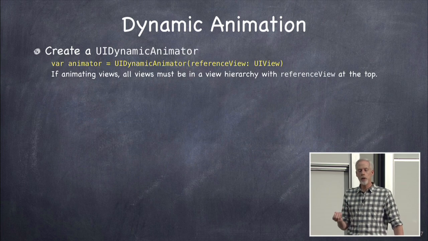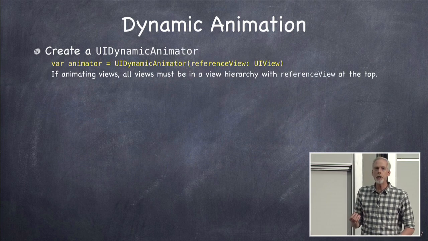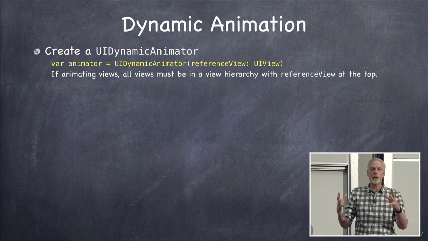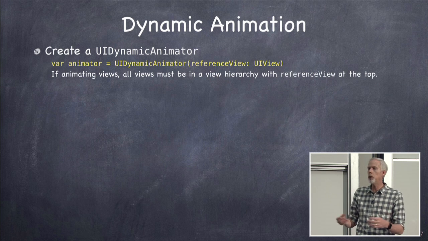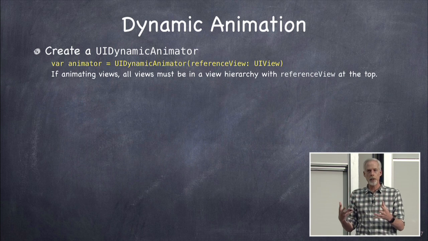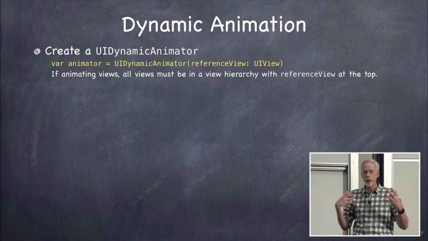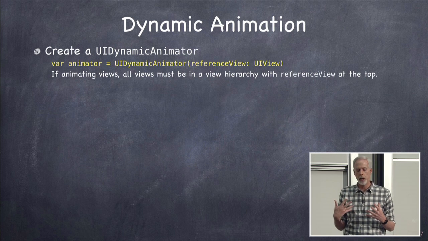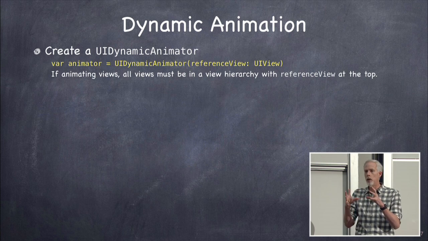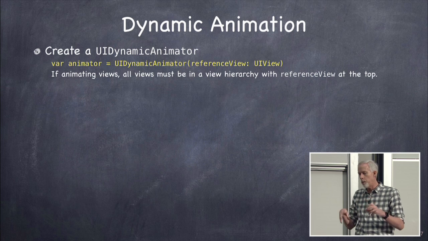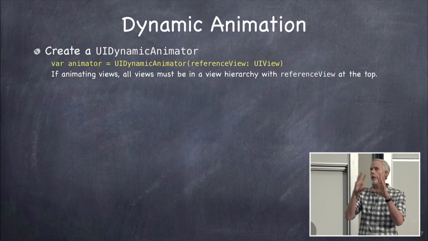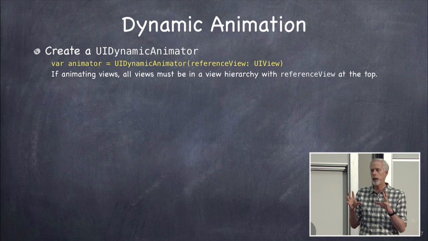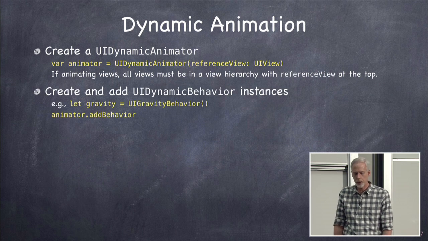So how do you create a UIDynamicAnimator? All it needs is the coordinate system it's going to work in. Okay? So UIDynamicAnimator, its constructor here takes an argument, referenceView. This is just the UIView whose coordinate system is going to be the coordinate system for all the animation that we're doing. Now, all the drawing doesn't have to be in one view. It can be in a whole bunch of views, but they have to be in the same view hierarchy, and you're going to want the reference view at the top of that view hierarchy. Okay? That's the only restriction there.